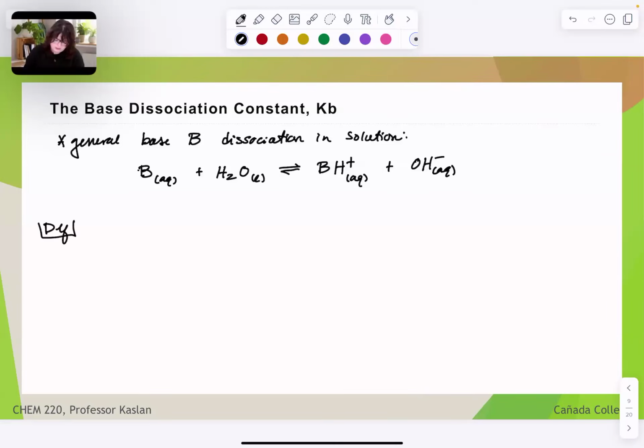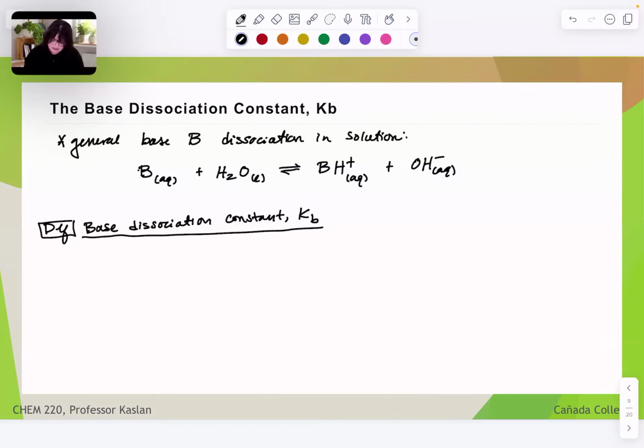So just like we did with our weak acid, we can define an equilibrium constant that is unique to our base dissociation equilibrium, called the base dissociation constant. And this is, again, an equilibrium constant, so we're using capital K, but this now has the subscript of B to indicate that we are looking at a base. So I'm going to stick with our general base formula.